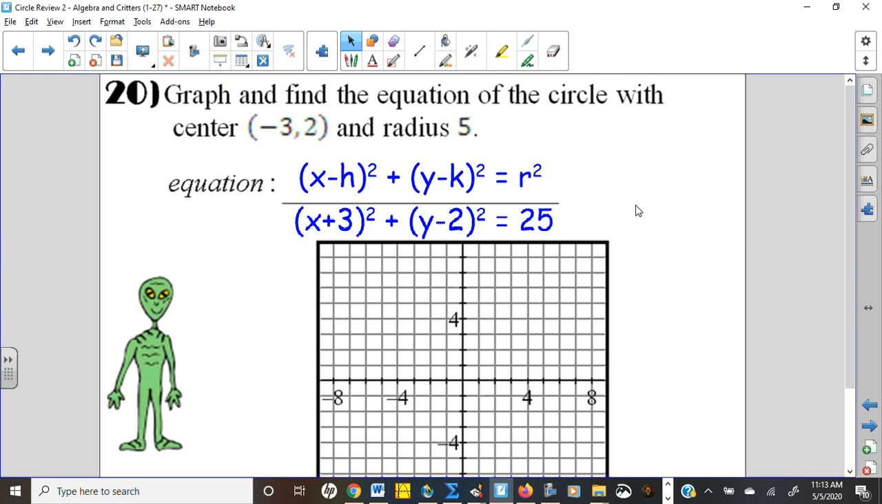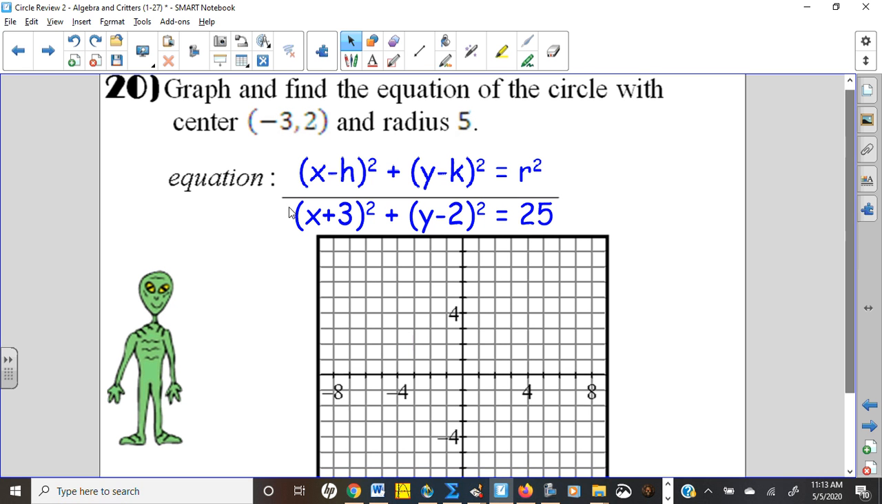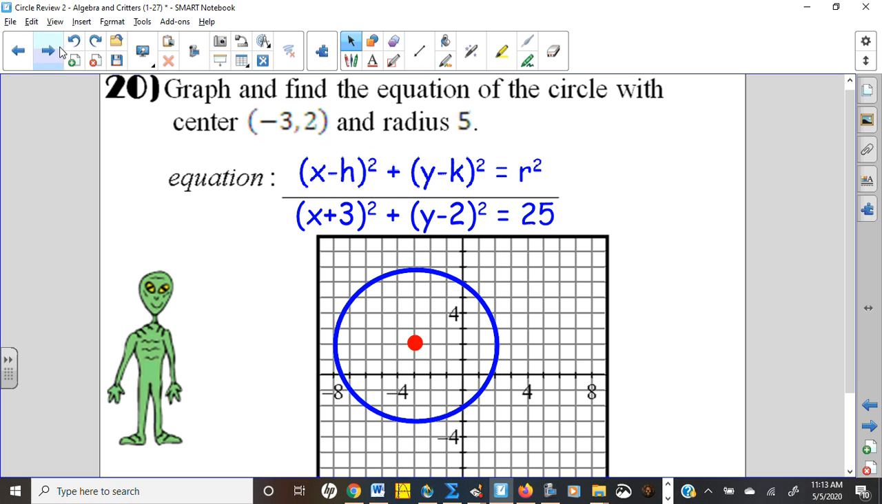And then number 20, I had to plug -3 in for h here. And notice how minus a negative is really +3. Plug 2 in for k, so x plus 3 squared plus y minus 2 squared, and then 5 squared is 25. So there's your answer after you plug things in. And so -3 plus 2, the center would be here with a radius of 5. So that should have been kind of what your circle looked like.